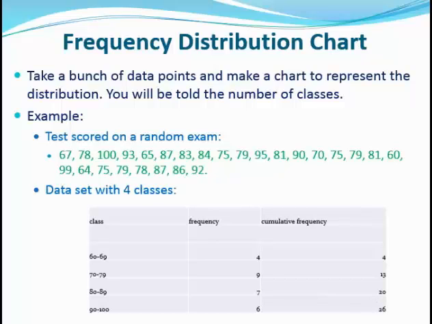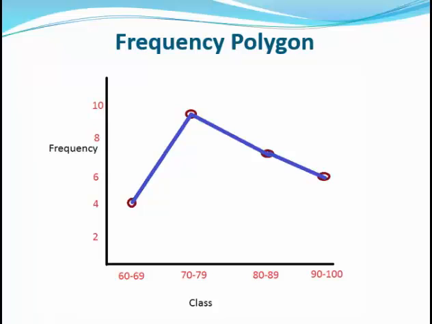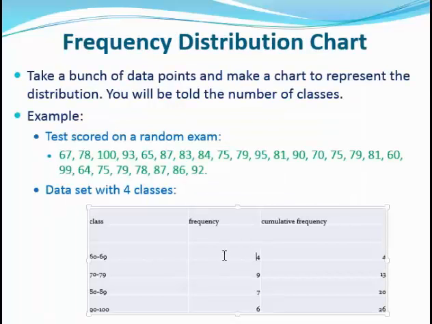You can also draw it in what's sometimes referred to as a frequency polygon, or this kind of chart, where you have the different values and you illustrate the different classes as they relate to each other. In this case, the lowest value is 60 to 69, then you have the highest value up here at 9 in 70 to 79, then down to 7 for 80 to 89, and down to 6 from 90 to 100. The four points that are plotted are the same four from the frequency column altogether.